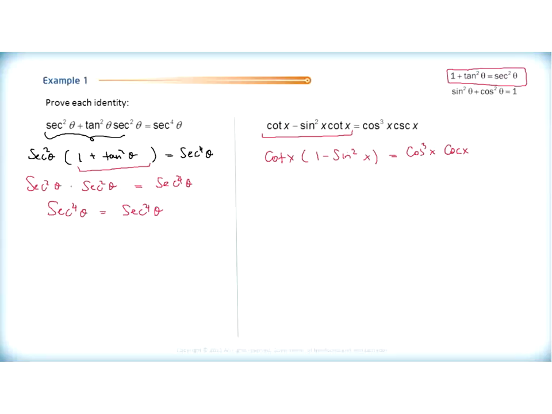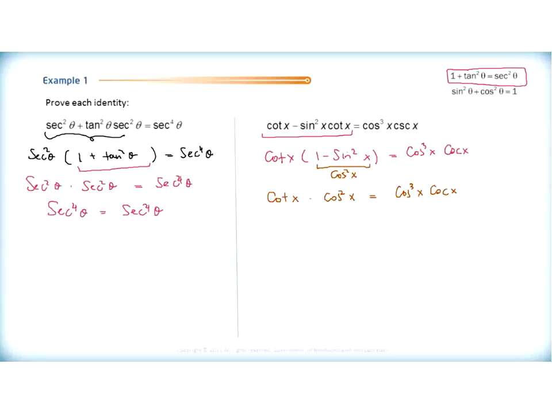times cosecant x. Well, I look at this and I again recognize, because I've done a lot of these, that 1 minus sine squared can be replaced with cosine squared. So let's rewrite the identity now as cotan x times cosine squared x equals cosine cubed x times cosecant x.